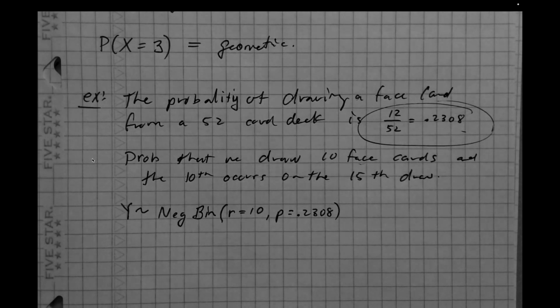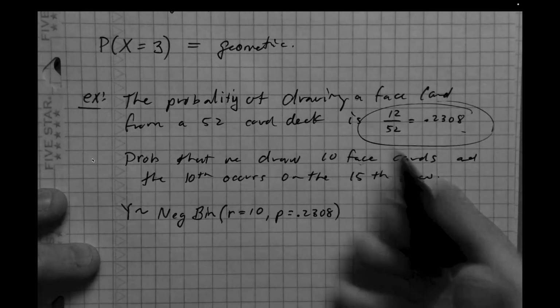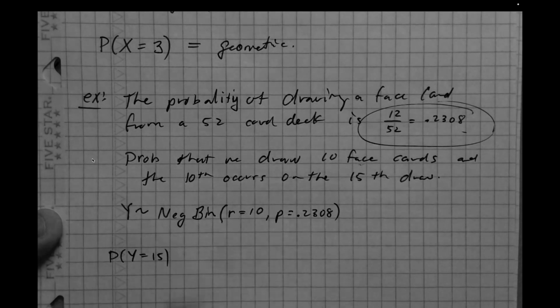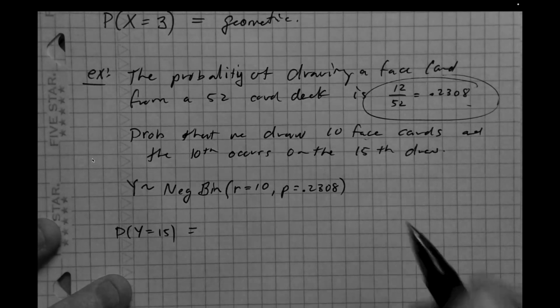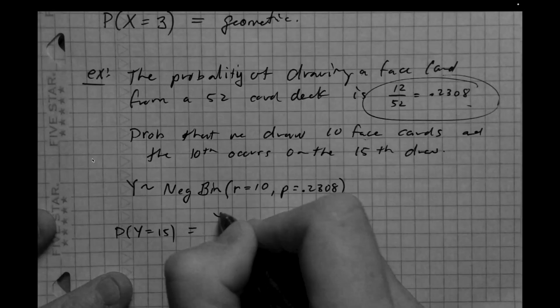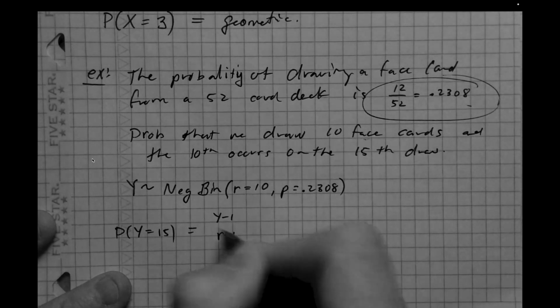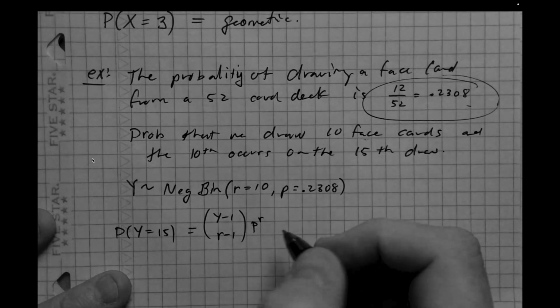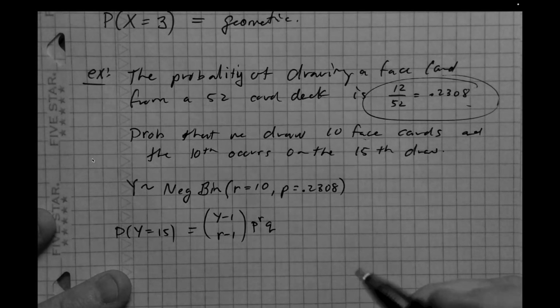The independent and identical trials is going to be fine, but the probability of success will change, and so you don't really have Bernoulli trials if that's the case. Okay, so that's why we're saying we're going to put the face cards back in. We're going to put the card, whatever we draw, right back in. So we want the probability that y is equal to 15. Right, let's remember the form of the distribution. It's y minus 1, choose r minus 1. And then it's p, the probability of success, raised to the r power, times q, the probability of failure, to the y minus r power.